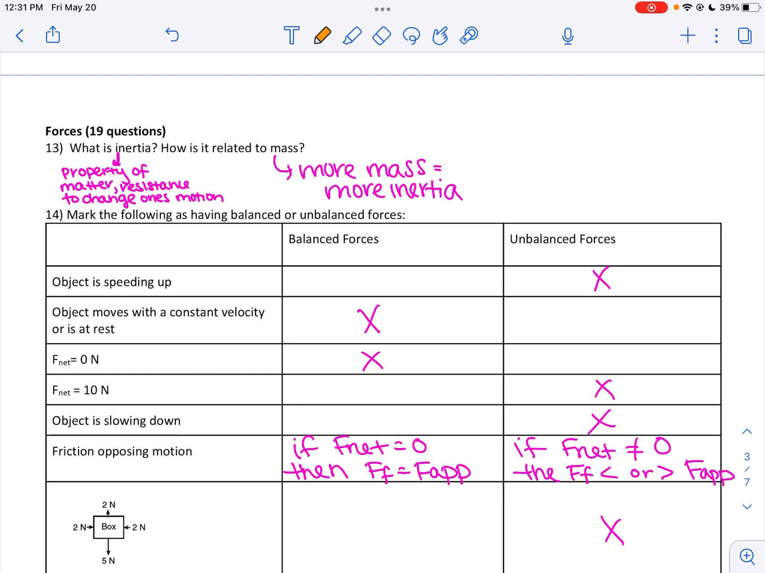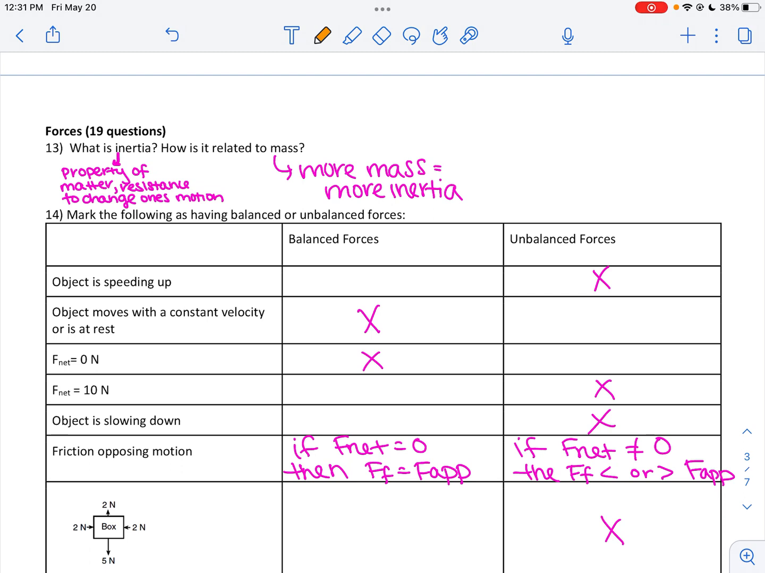So with forces, Newton's first law: an object at rest stays at rest, an object in motion stays in motion unless acted upon by an outside force. So inertia is typically referred to as the law of inertia. So remember, inertia is a property of matter. And so since it's a property of matter, anything that is matter, which is pretty much everything except for the light or the heat or the sound that you hear from me right now, they're going to have inertia.